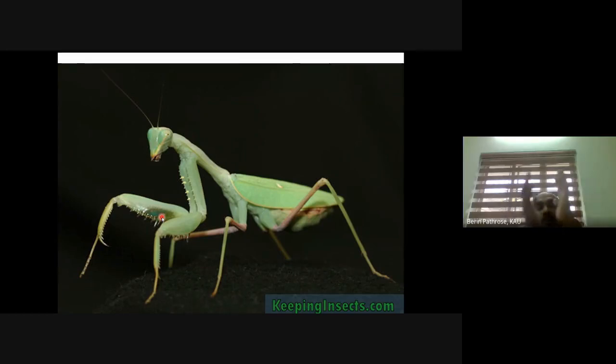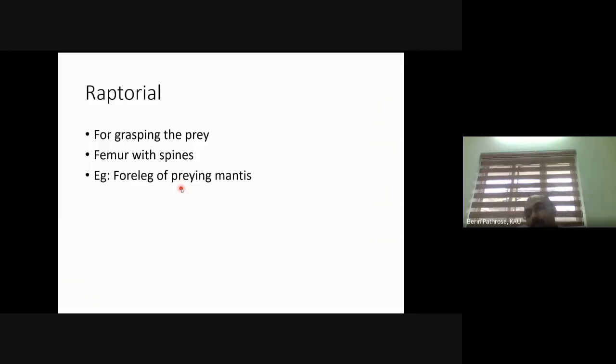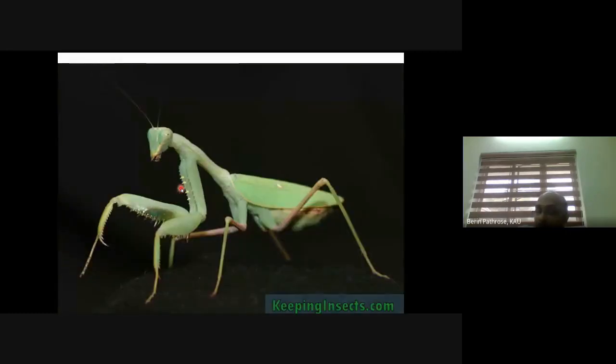The purpose of folding of these legs is to catch hold of its prey. So for that purpose the femur is enlarged and it has numerous spines. Here you can see the numerous spines. The femur is enlarged. So this is with respect to raptorial legs. The only legs modified in the praying mantis are the forelegs. So this is raptorial legs.